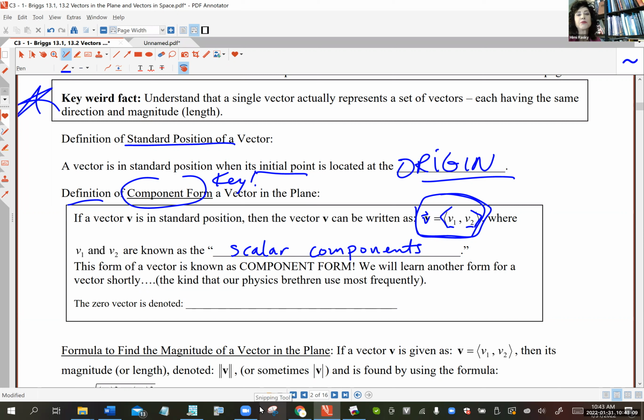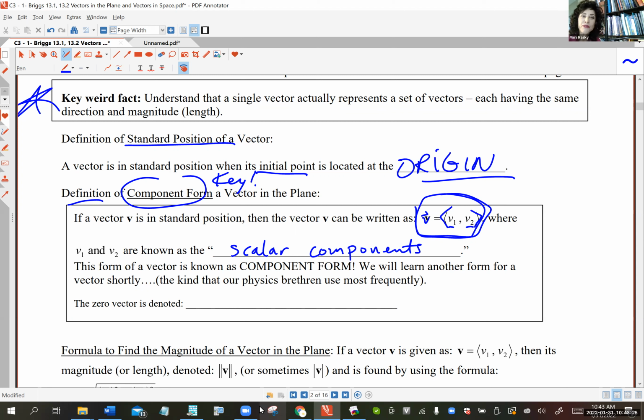Now, our physics brethren use a different way to represent a vector, but I don't want to get into that yet. In fact, we might not get into it till Wednesday. It depends on how much time I have today. See how far I get. But for now, component form.